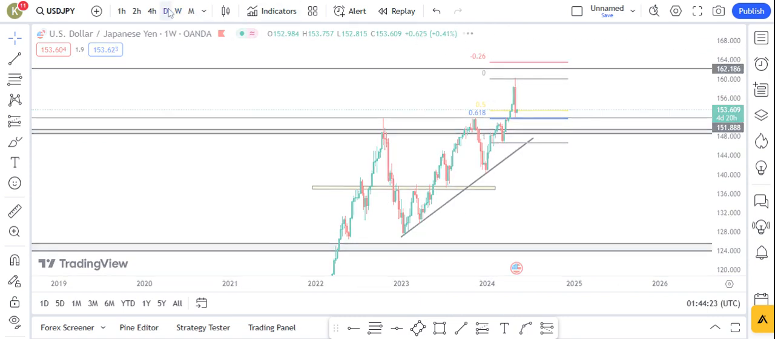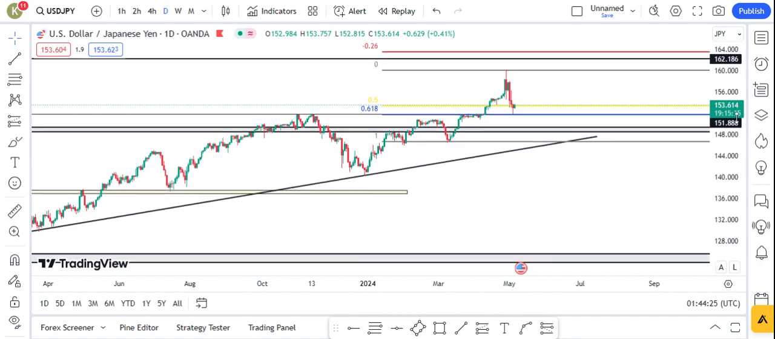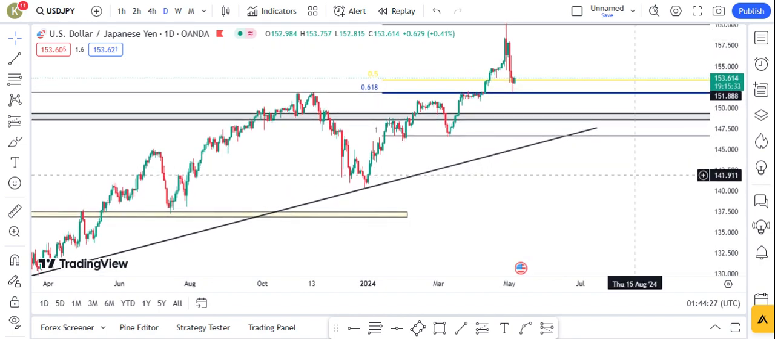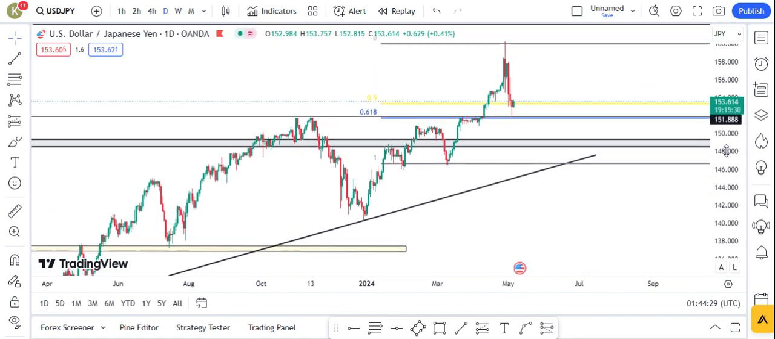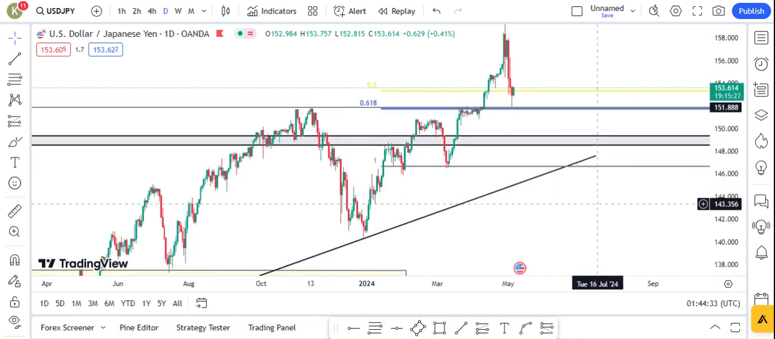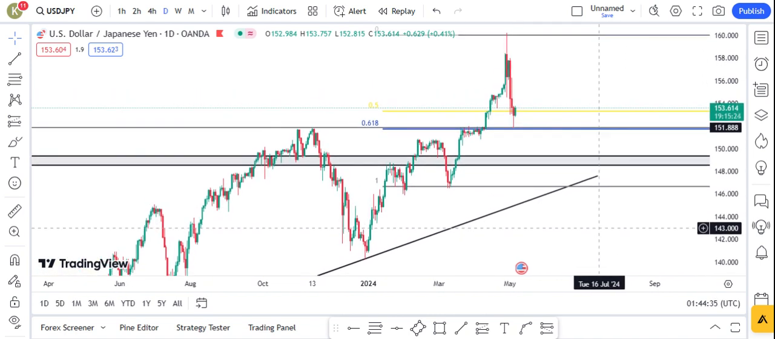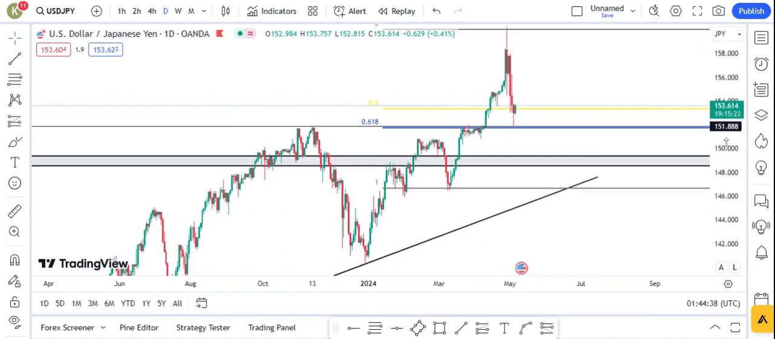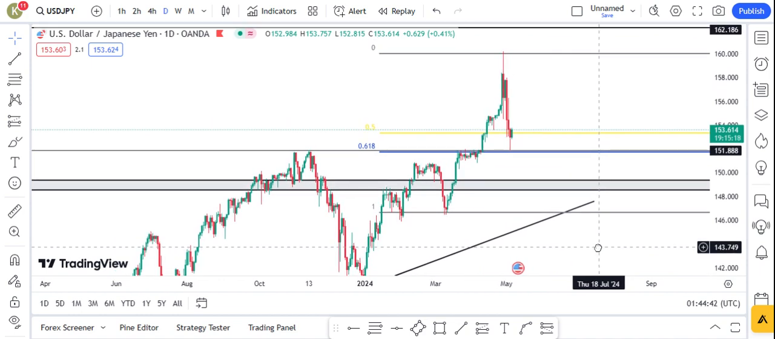So let's scale down to the daily time frame. You can see on the daily time frame that the market came back to it. It gives a pin bar pattern. I'm still here to enter this trade. I'm looking for other opportunities on the lower time frame so I can enter the trade with a smaller stop loss to catch bigger moves.